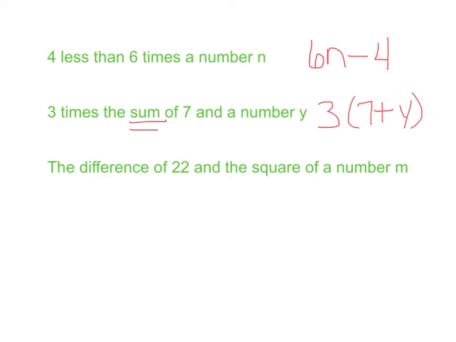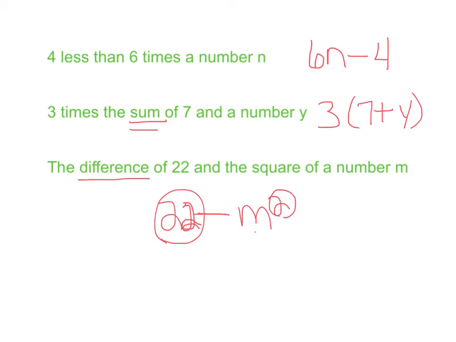Okay, the last one, the difference of 22 and the square of the number m. Difference implies that we are going to be subtracting. So the difference means subtract, and then we're just going to write it down in the order that it speaks it, of 22 and the square of the number m. 22 minus m squared.